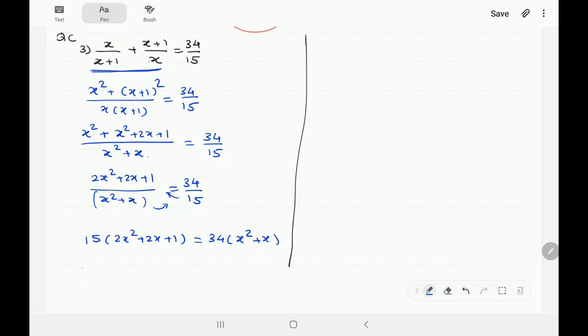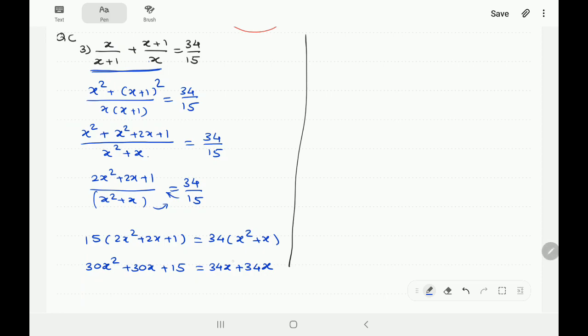Multiply so that I get simplified equation. 30x square plus 30x plus 15 is equal to 34x square plus 34x. Hope you understand. Let's go ahead.